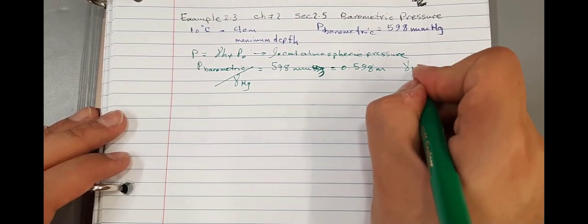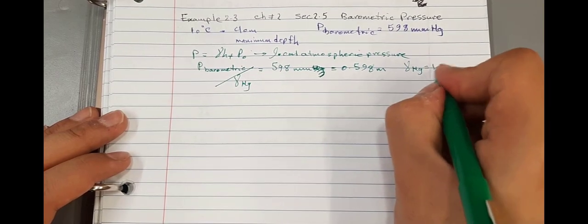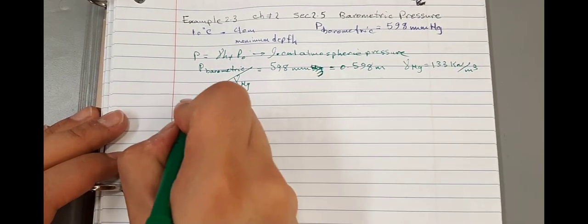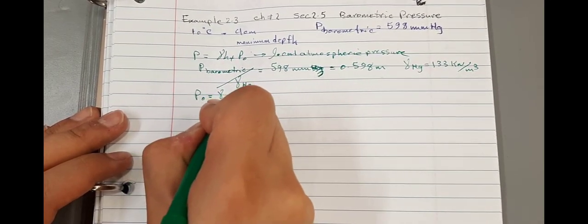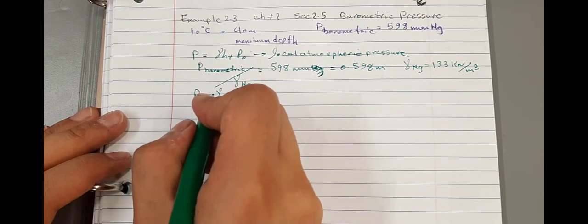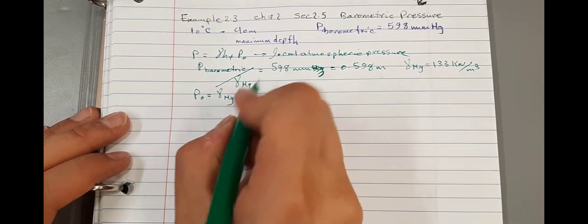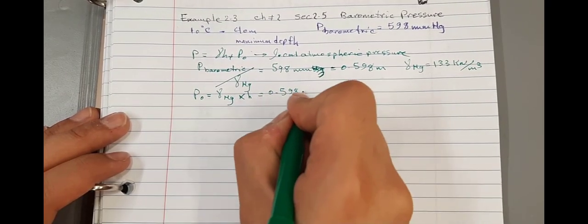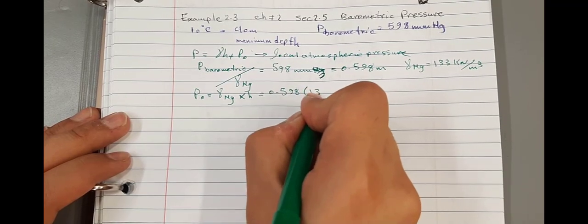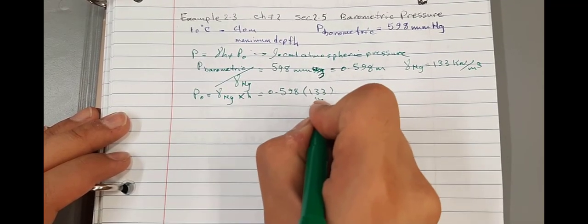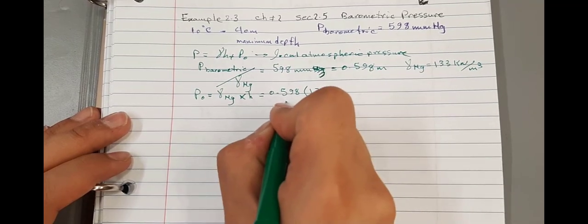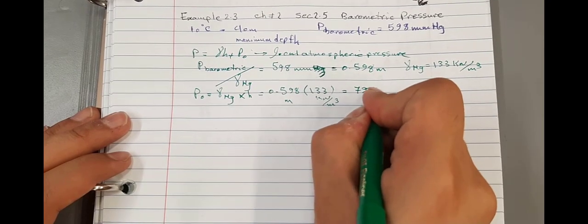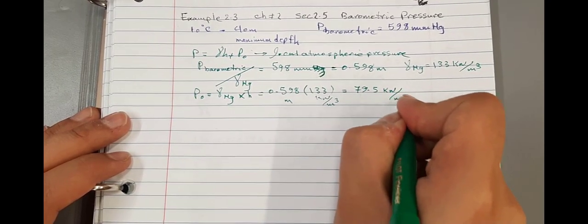Since we have gamma Hg as 133 kilonewton per cubic meter, this means that P0 is equal to gamma Hg times the height, which is 0.598 multiplied by 133 kilonewton per cubic meter multiplied by meter, which is 79.5 kilonewton per square meter.